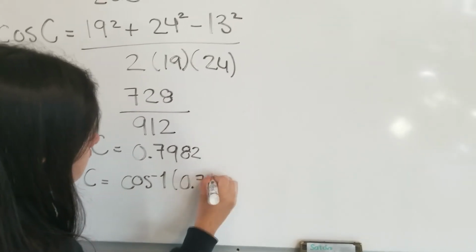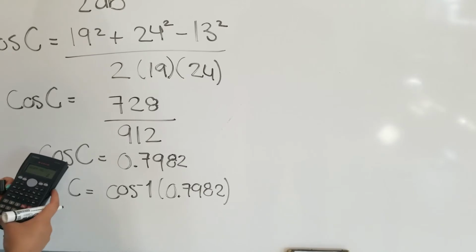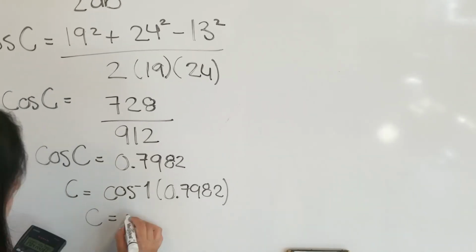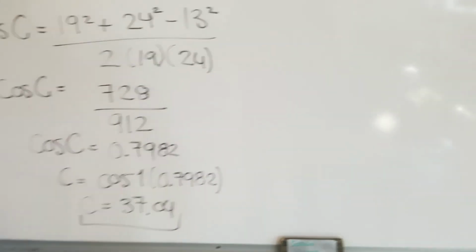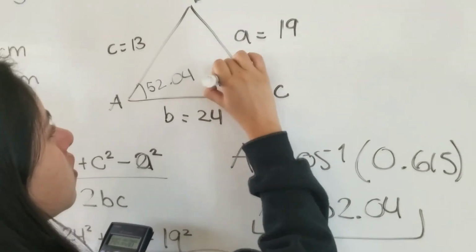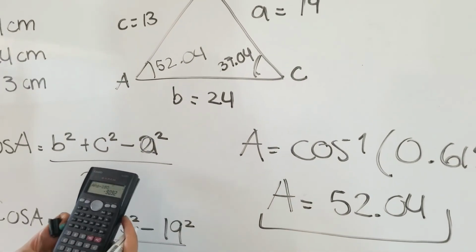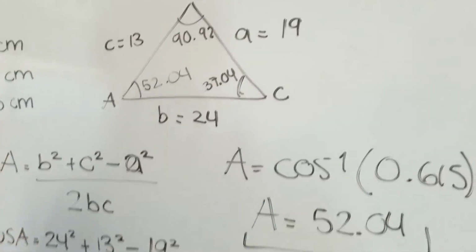We clear for C. So now we have cosine to the power of minus 1 times 0.7982. C is equal to 37.04. Since we have our angles A and C, we take the angle B. We have both angles, and for the result, we subtract from 180. So our angle B is 90.92.